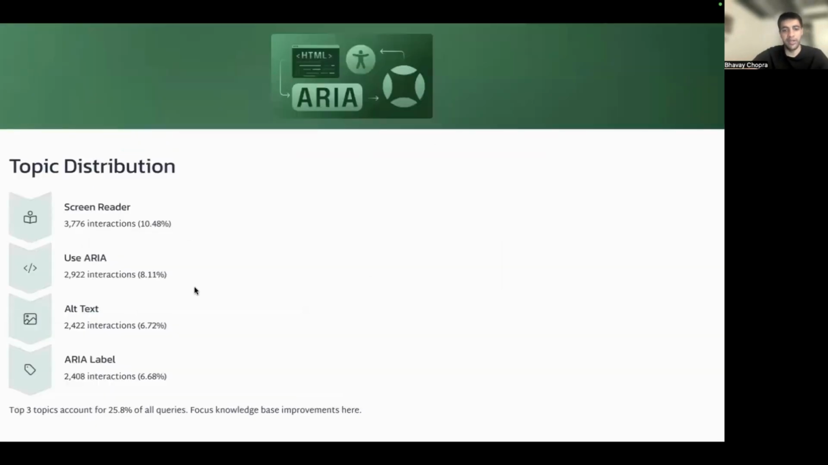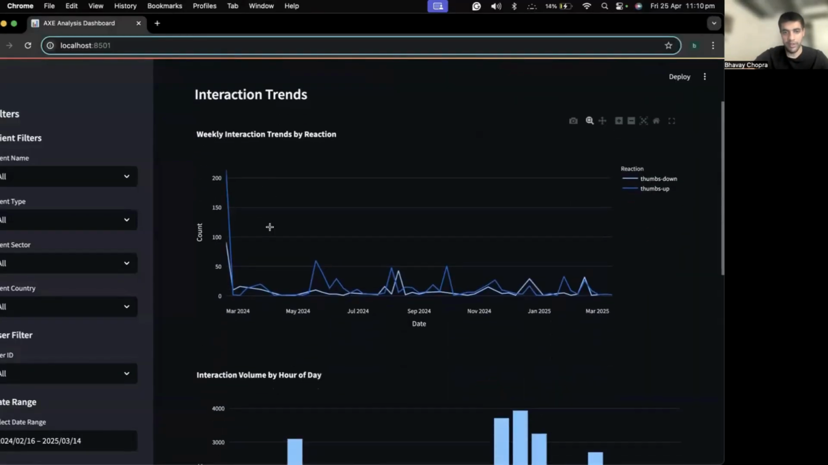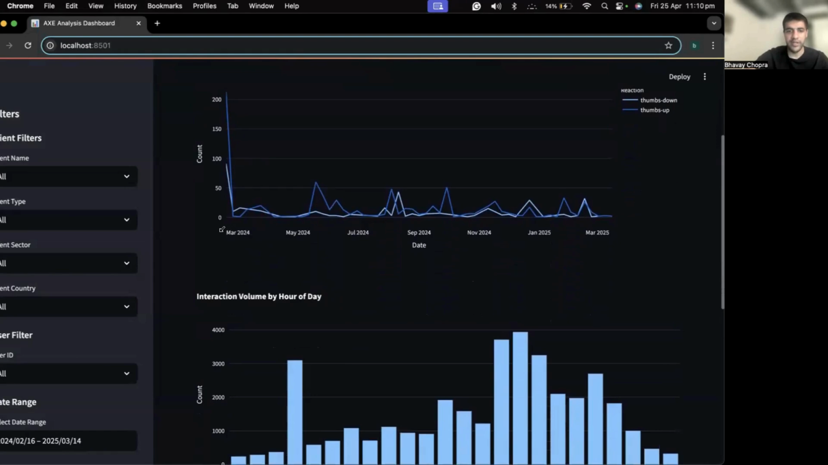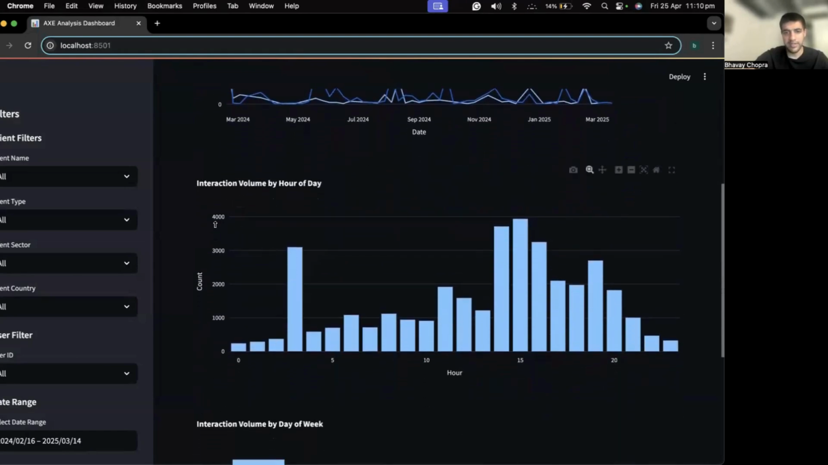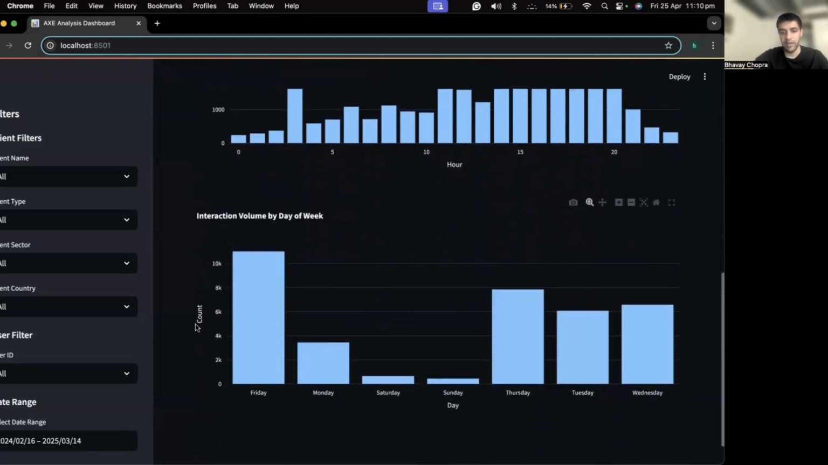And let's have a look at the dashboard itself over here. Here we see certain trends over the week, and this is a graph for the interaction volume by hour of the day. You can see the most interactions came around the afternoon between 2 p.m. and 4 p.m. There were also a lot of interactions at 3 a.m. in the morning, which is a little surprising. And for interaction volume by day of the week, as you can see, Saturday and Sunday were the lowest, so this is obviously the weekend. And Friday had the highest number of interactions.